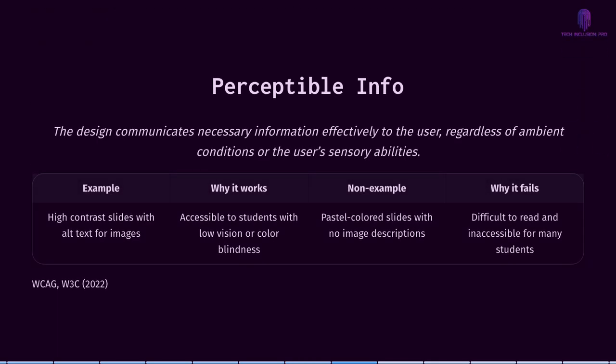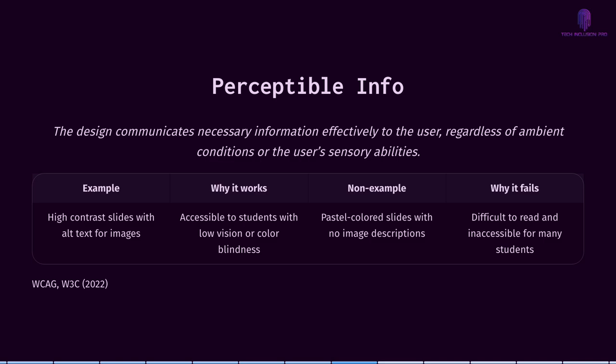You want to make sure that your information is also perceptible. So this design communicates necessary information to effectively have the user understand what is going on, regardless of ambient conditions or the user's sensory abilities. What do I mean by this? When something is perceptible, they're literally able to engage with something. So right now, if you're hearing what I am saying, that's perceptible for your audio. If you're visually seeing what I'm saying from the caption, that's perceptible to your visual, and so on.